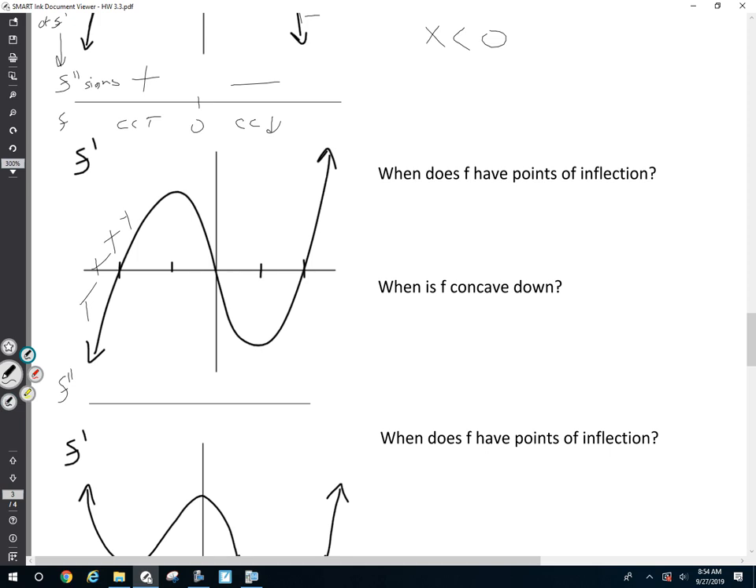Positive slopes until -1. Negative slopes until 1. Positive slopes after 1. F is concave up, then concave down, then concave up. When does f have points of inflection? At -1 and then 1. When is f concave down? Between -1 and 1.